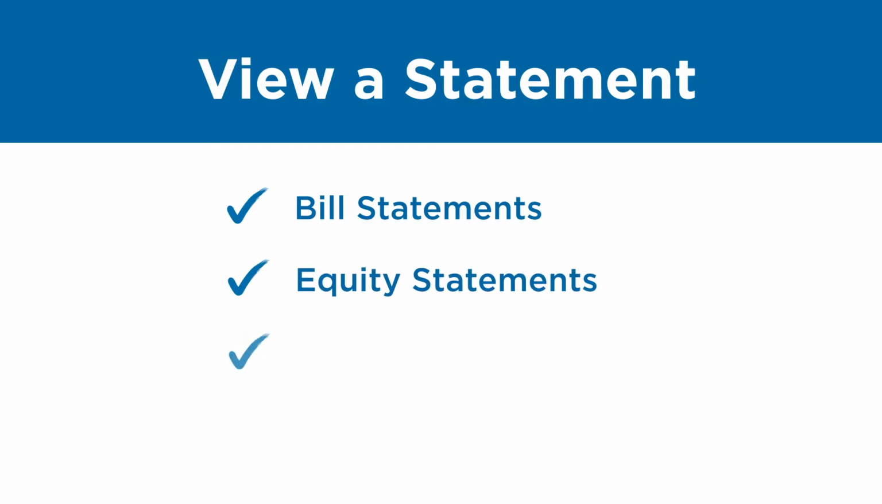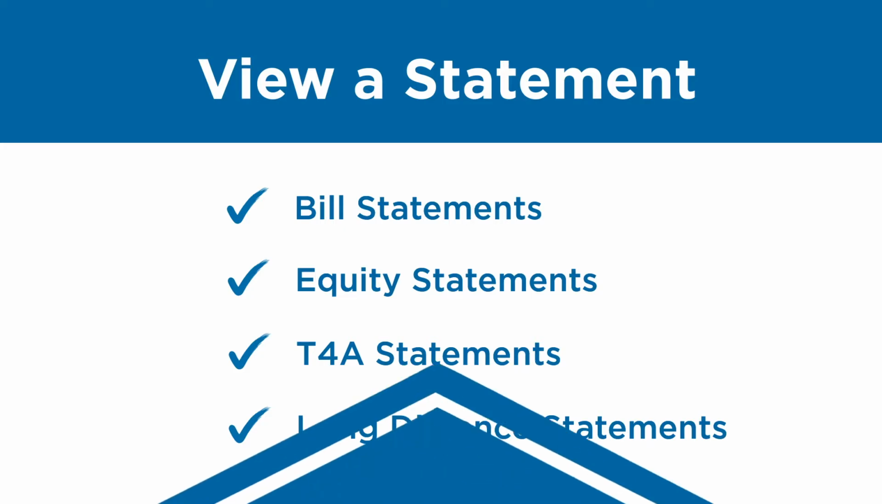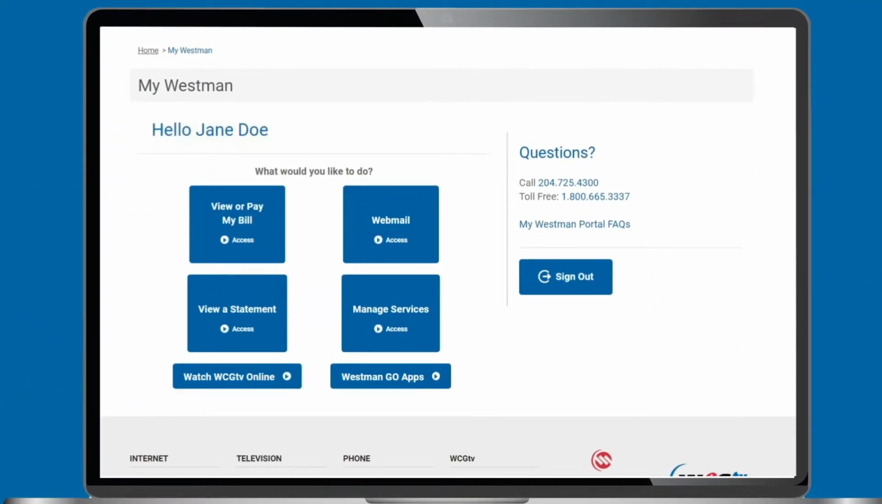The View a Statement section gives you the freedom to view your digital records whenever you wish. In here, you can find digital versions of your previous bills back to 6 months, equity statements back to 2013, T4A statements back to 2013, and long-distance phone statements back to 6 months. To get started, click the View a Statement button on the lower left-hand side.